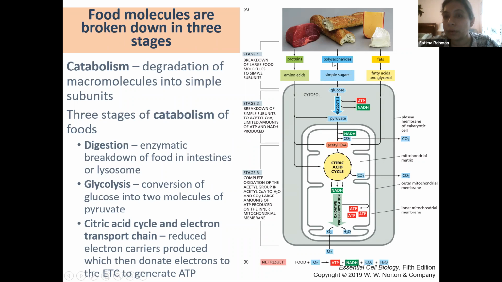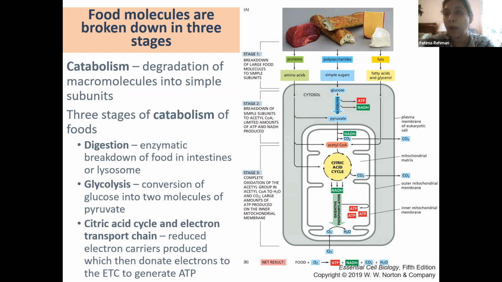So we're going to go through the various processes that are needed to break each one of these categories down so that we can release energy from these systems. There are 3 stages of catabolism, which is basically degradation of these macromolecules into their monomers, and then eventually to release energy from the individual bonds that are present there. The first one is digestion. Obviously, that's at the big macro level.